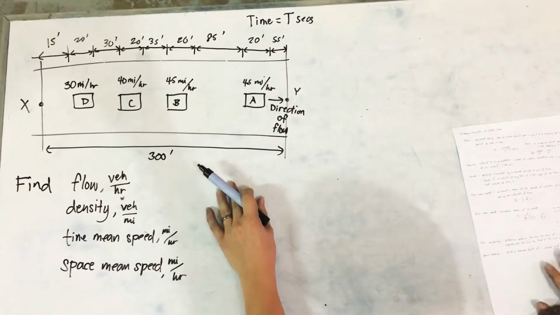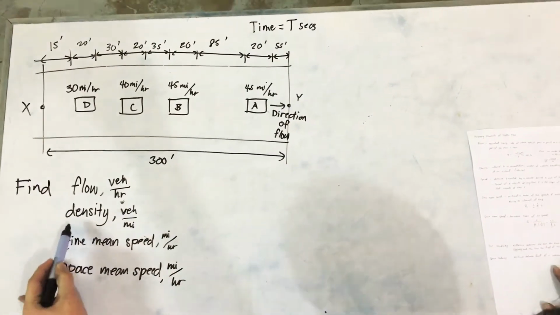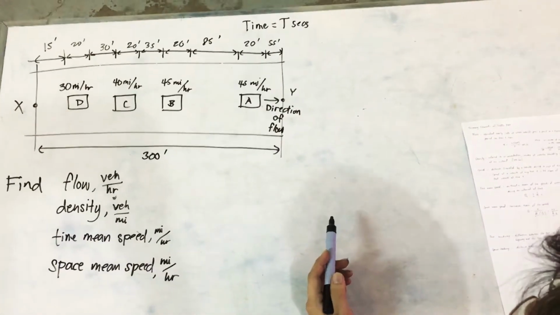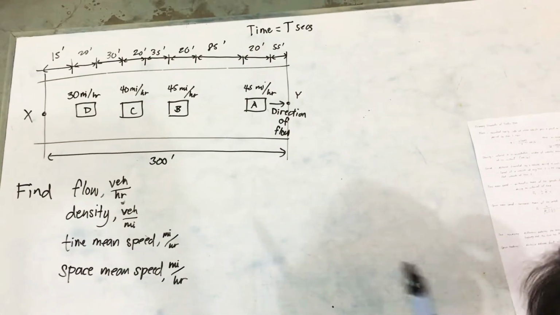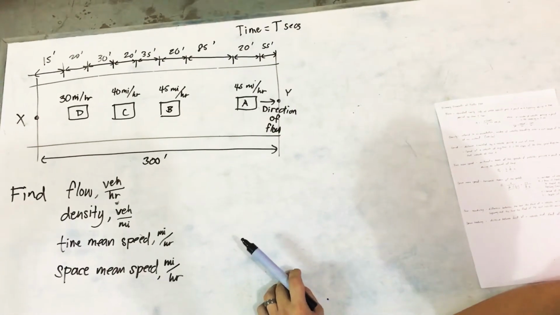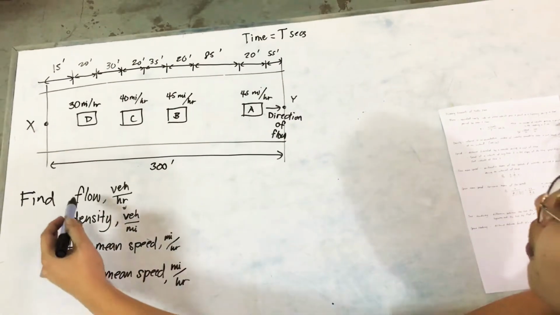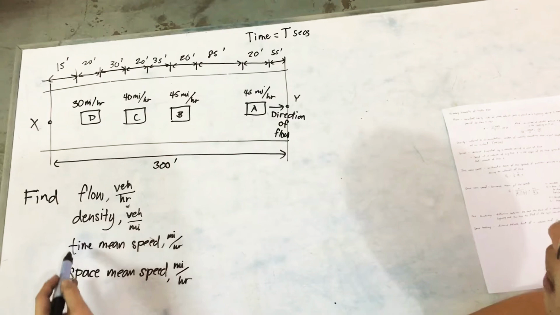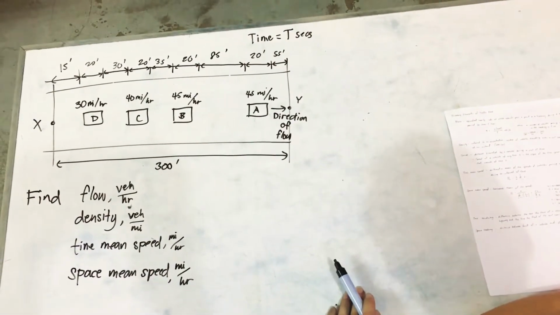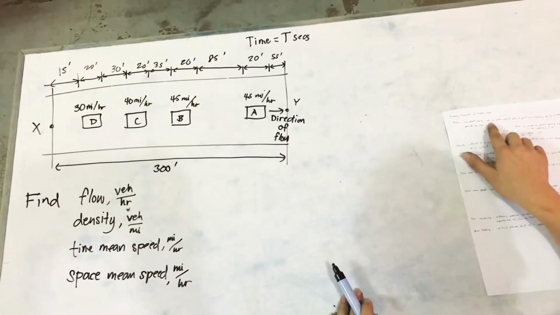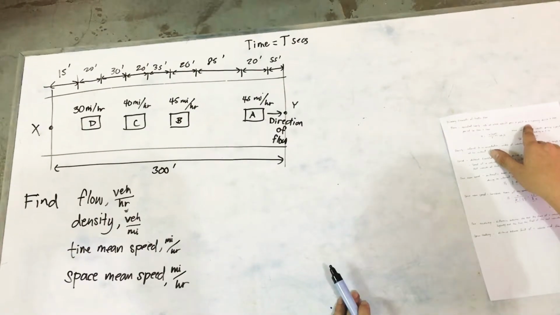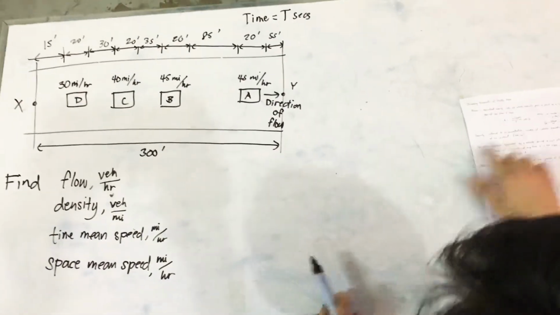Okay, in this problem, we are supposed to find the flow, density, time mean speed, and space mean speed. For many of us, we have not undergone traffic engineering, and therefore we have to familiarize ourselves with the primary elements of traffic flow. We have to define what flow is, what density is, what time mean speed is, and what space mean speed is. Flow is the equivalent hourly rate at which vehicles pass a point on a highway during a time period less than 1 hour.